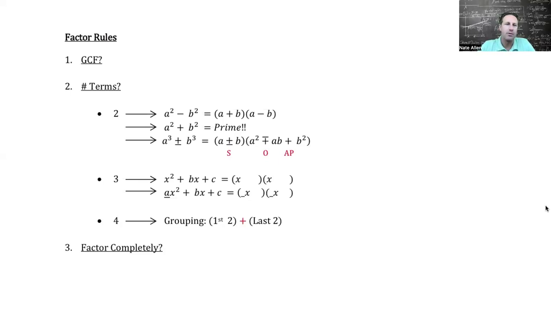I was asked to do a quick little tutorial on factoring, so I wanted to go ahead and go through some of the rules. There's virtually only three of them. The first being GCF, meaning greatest common factor.